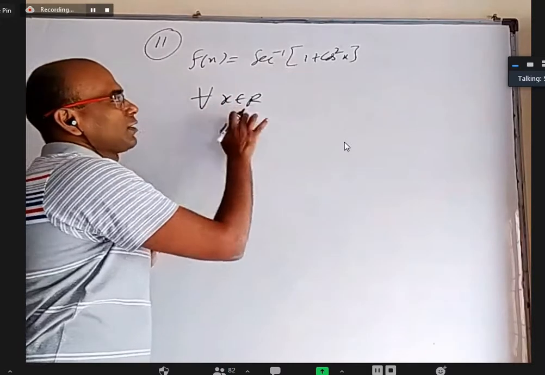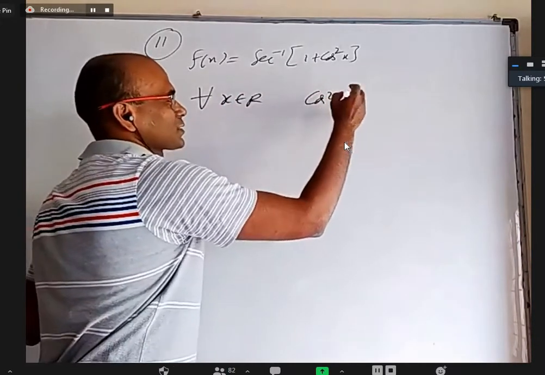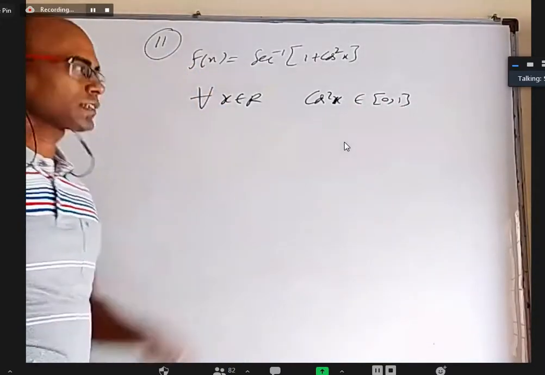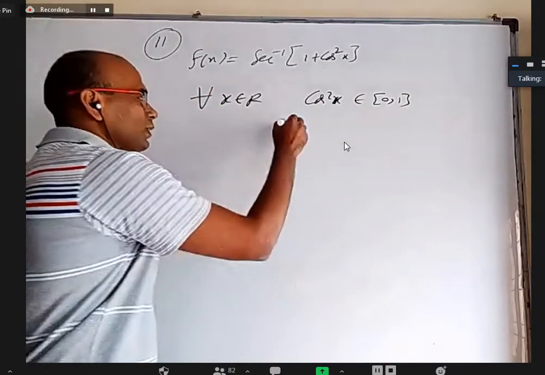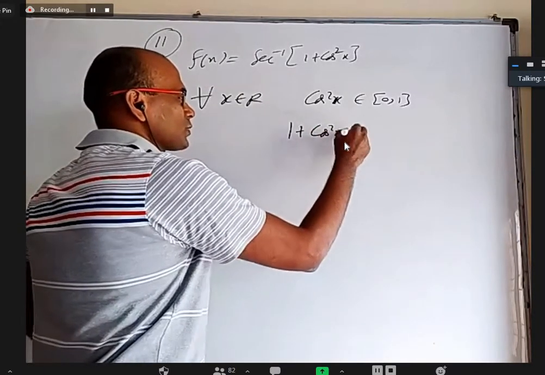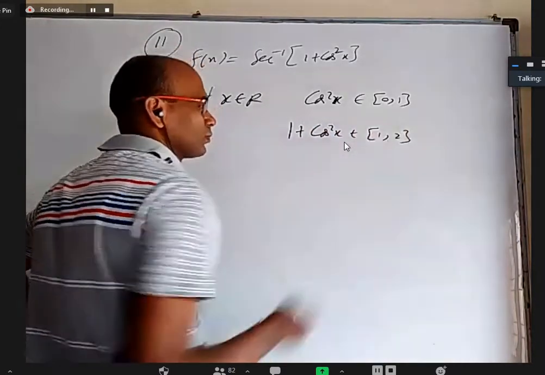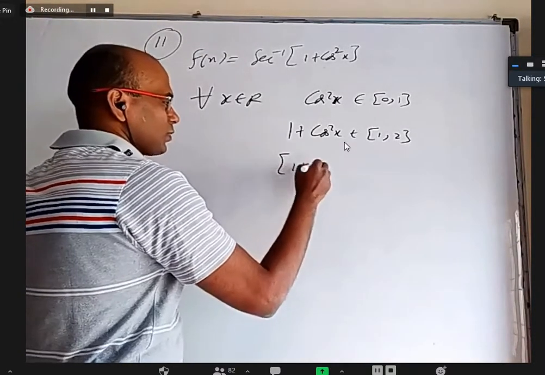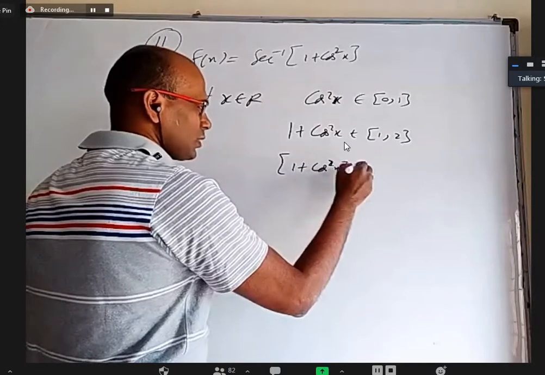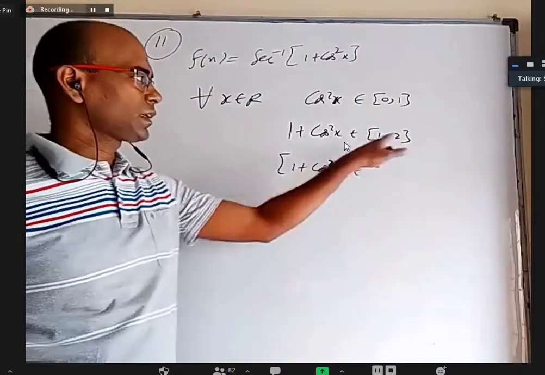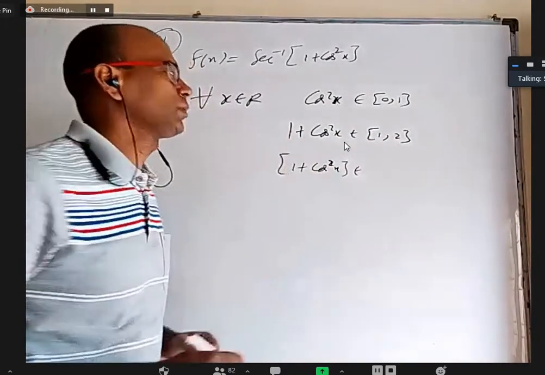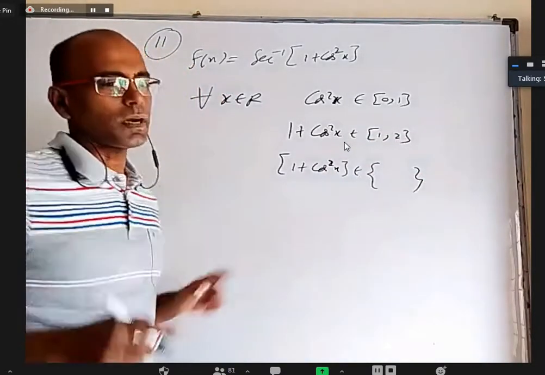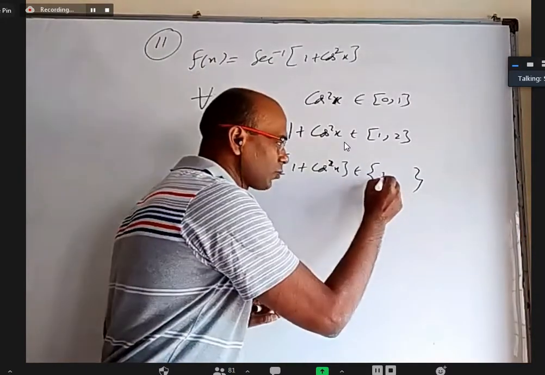Coming to this, for all x belongs to R, cos square x is in the range 0 to 1. Everybody knows cos square x minimum value is 0, maximum value is 1. So 1 plus cos square x is 1 to 2. Then the integer part of 1 plus cos square x: when you take anything between 1 and 2, open interval, it will be 1, and exactly 2, it will be 2. So the range of the integer part contains only 2 elements, number 1 and number 2.